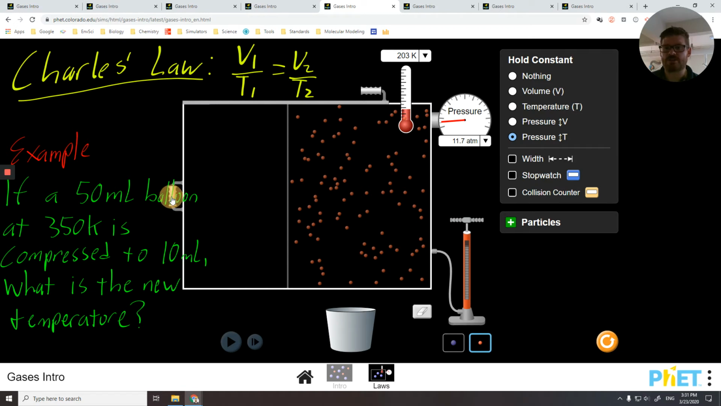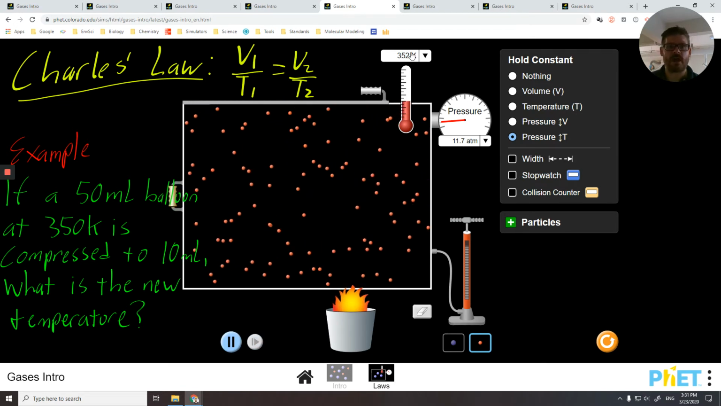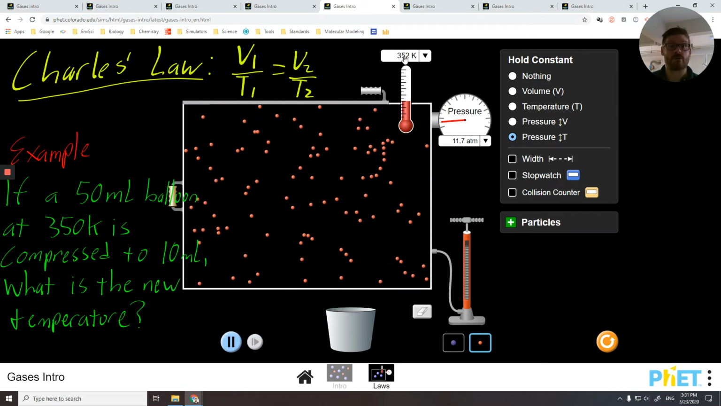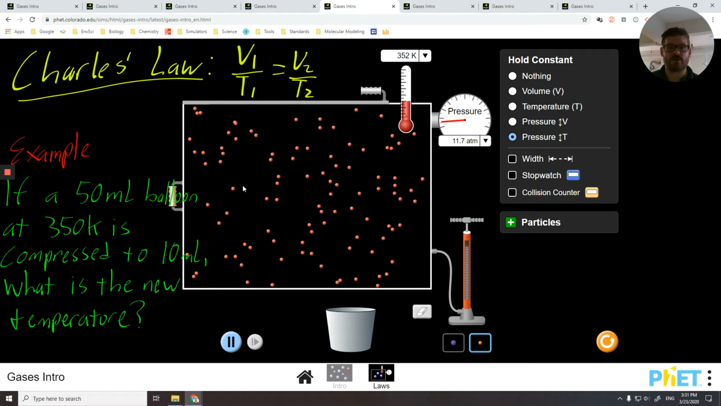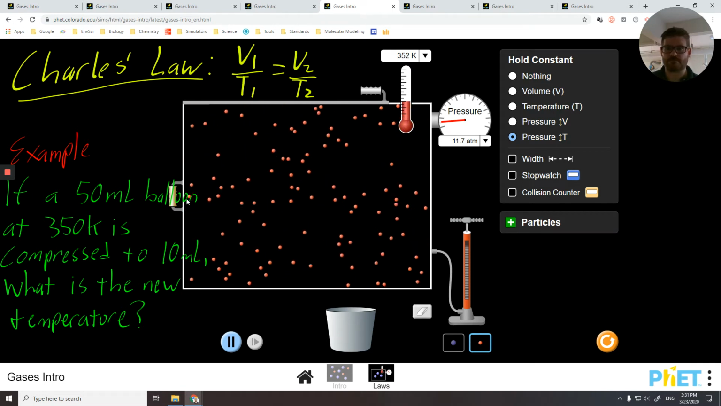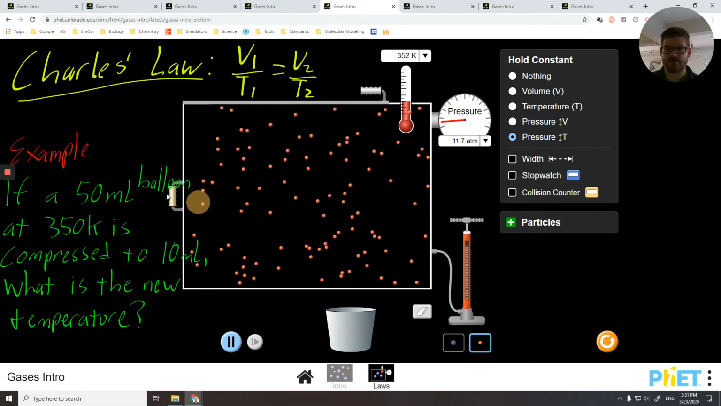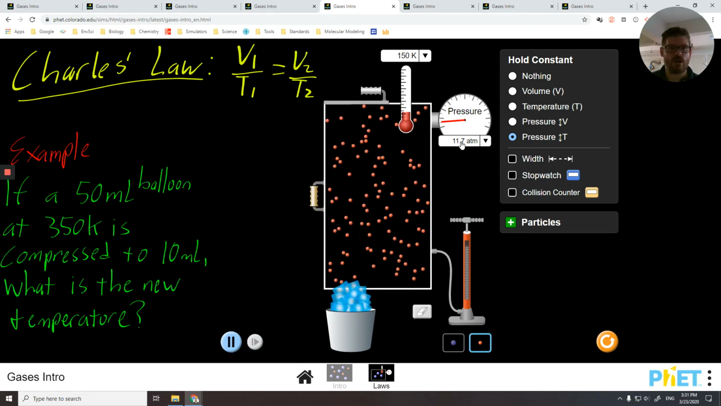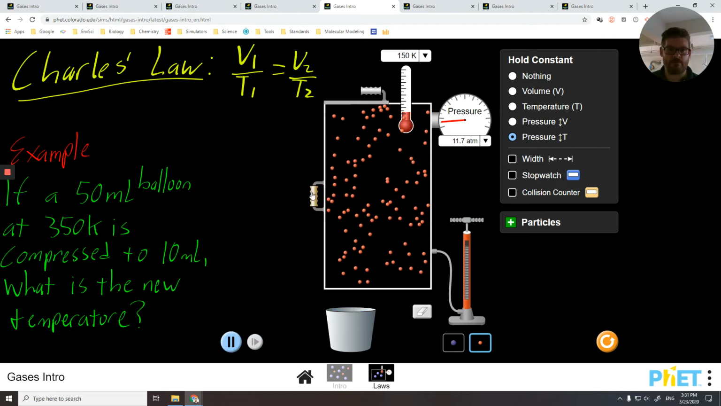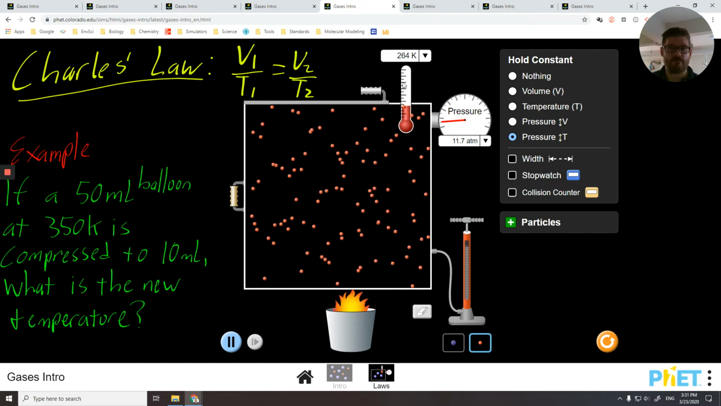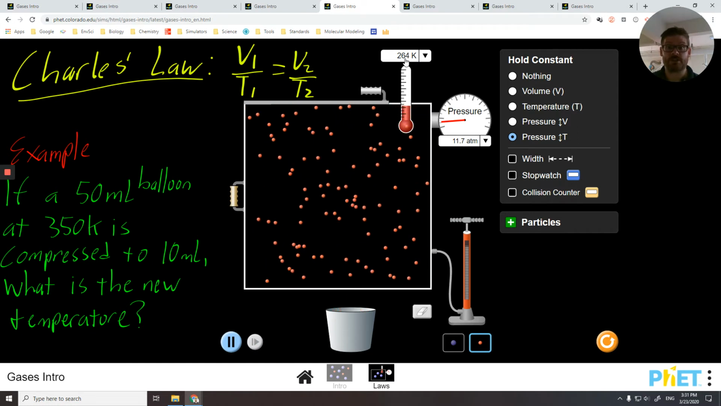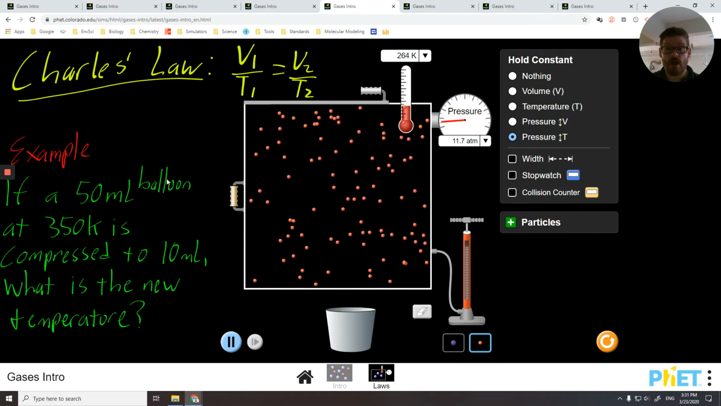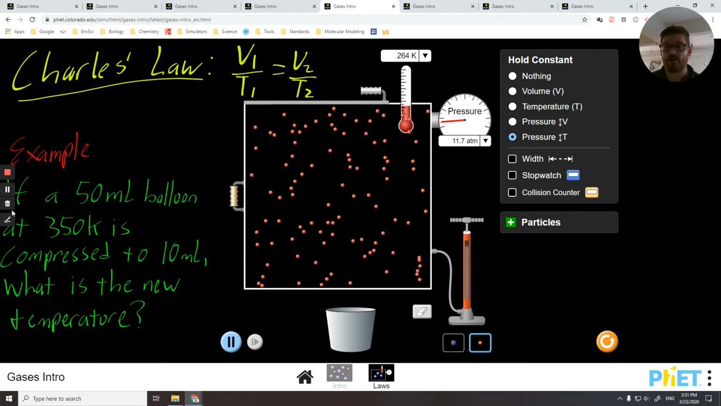If I increase the volume, then I can increase the temperature. This is in order to maintain that same pressure. So notice how, oops, wrong one here. Notice how all along the pressure is staying the same, but the volume and the temperature are changing. This is Charles' law, and you can work it out in this problem right here.